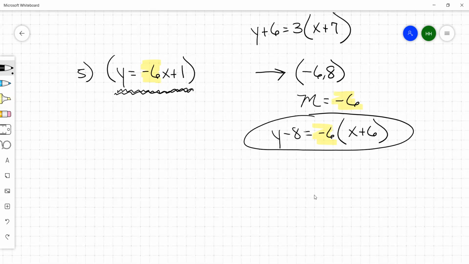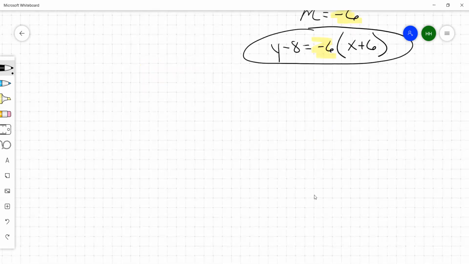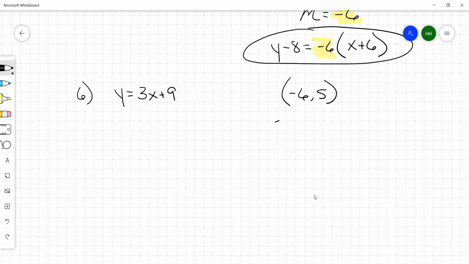All right, number 6 is very similar. Write an equation in point slope form, but the lines aren't parallel in this problem. They're going to be perpendicular to each other. So this is number 6. Here's one line, y equals 3x plus 9. We need an equation of a line that goes through the point negative 6, 5, but it's perpendicular to the given line. It's perpendicular to this line.